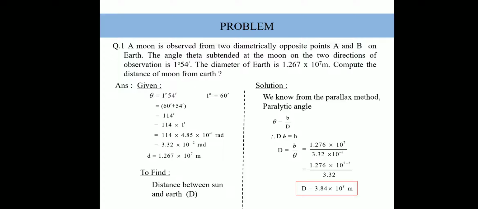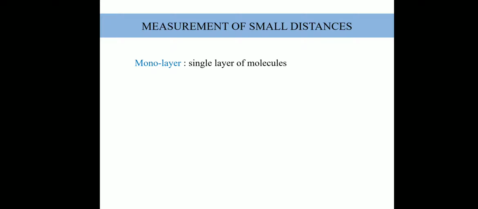Fine. Then this was for measuring very large distances. Now how do we calculate very small distances, for example, the size of an atom? The size of an atom is very small, of the order of 10 to the power minus 15 meters. And if we want to measure this distance, what is the diameter of the atom?